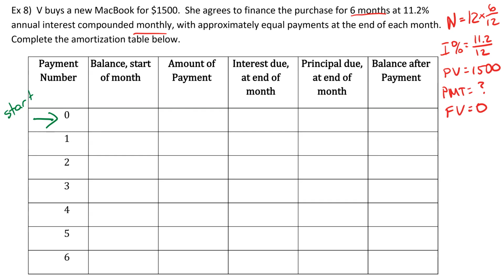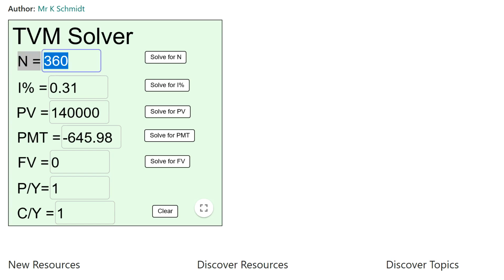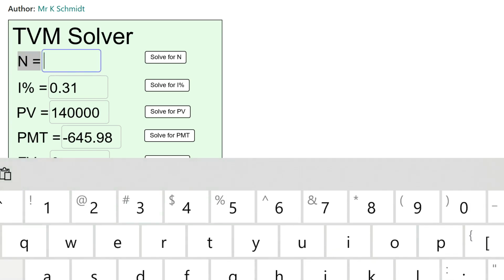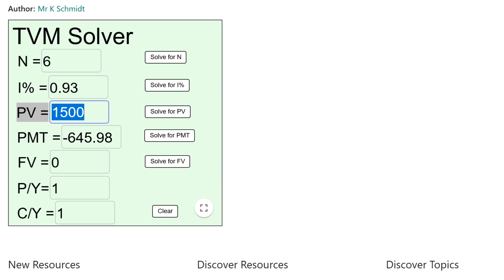All right, so if we go over to our calculator and start to plug all this in, our N was 12 times 6 over 12. Our I percent was 11.2 divided by 12. Our PV was 1,500. Payment we don't know. FV is always zero. So we click solve for the payment.